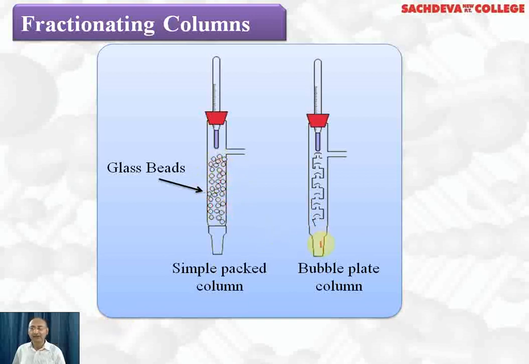Here we have the bubble plate column. Here the vapors pass, and these bubble caps open and the vapors reach up. Every time the vapors exert pressure, the bubble caps will open, and ultimately the vapors of the lower boiling point will reach first, which can be collected from here. After condensing, we will collect it from here. So fractions having different boiling points can be separated with the help of this fractionating column. In fractional distillation of petroleum, this bubble plate type of fractionating column is used.